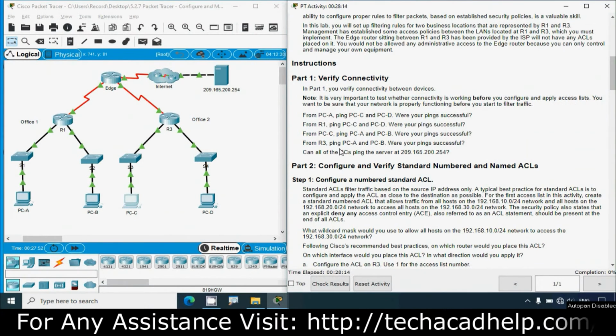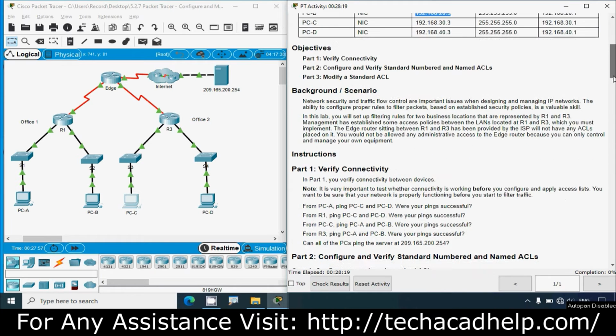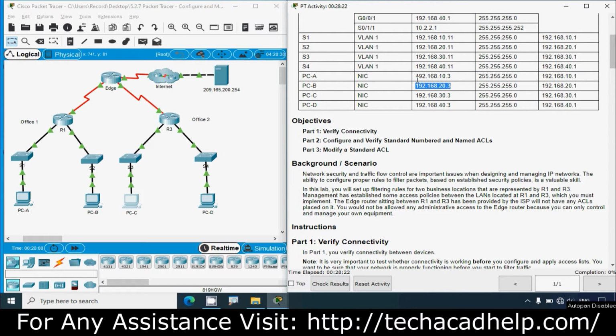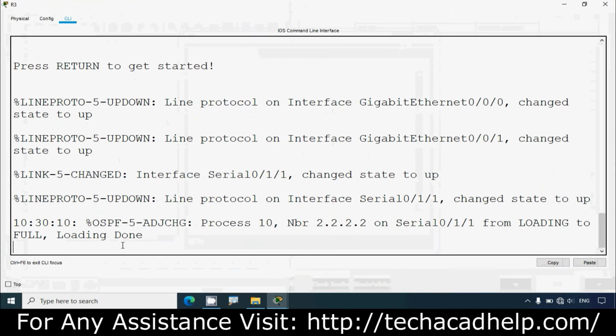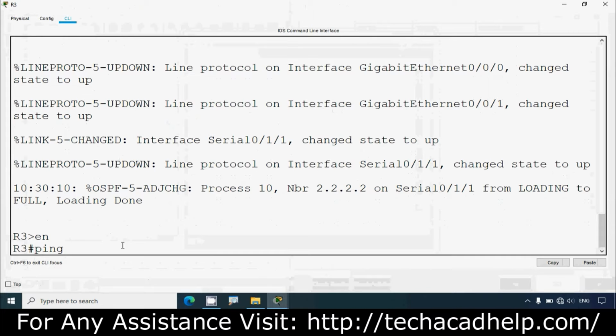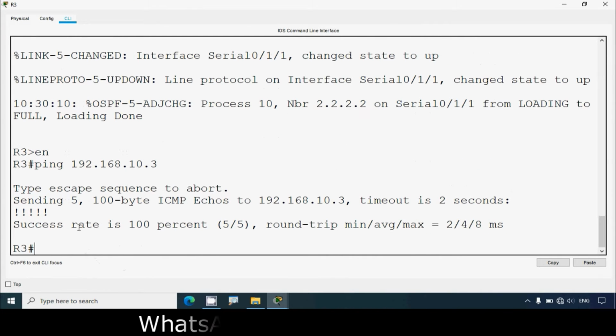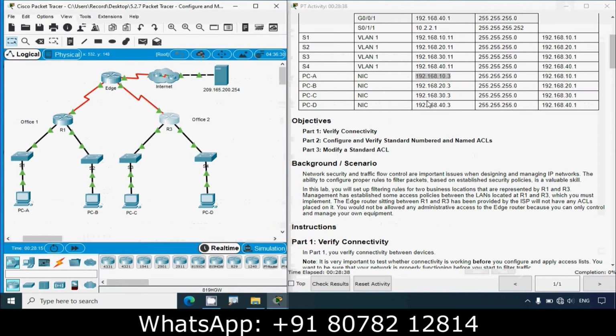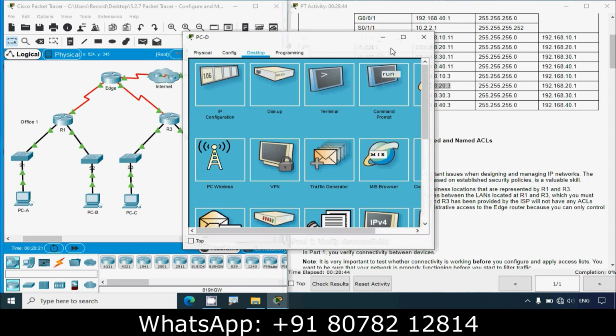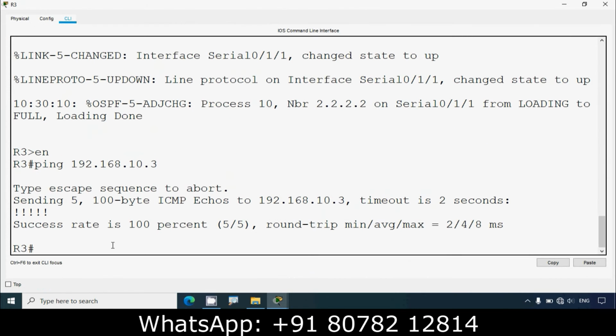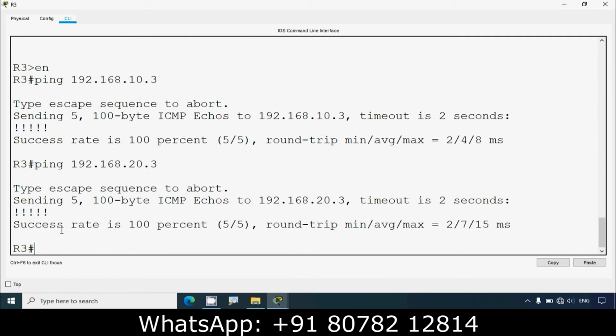Then from R3, ping PC-A and PC-B. We will get the IP address of PC-A. Coming to R3 CLI, enable, then we will ping to PC-A. Here we can see success rate is 100%. Also we'll get the IP address of PC-B. We have to go to R3. Okay, it's working.